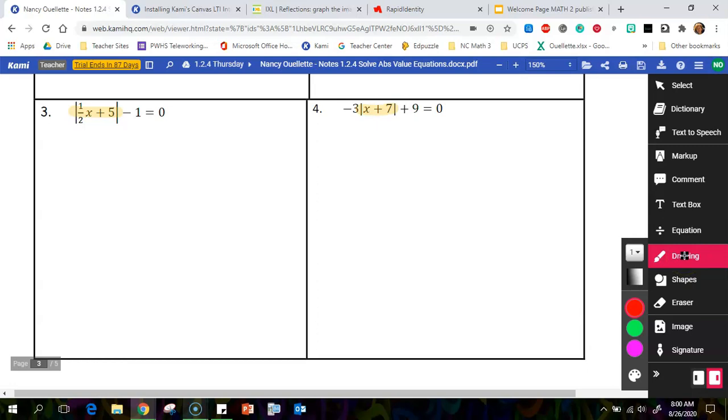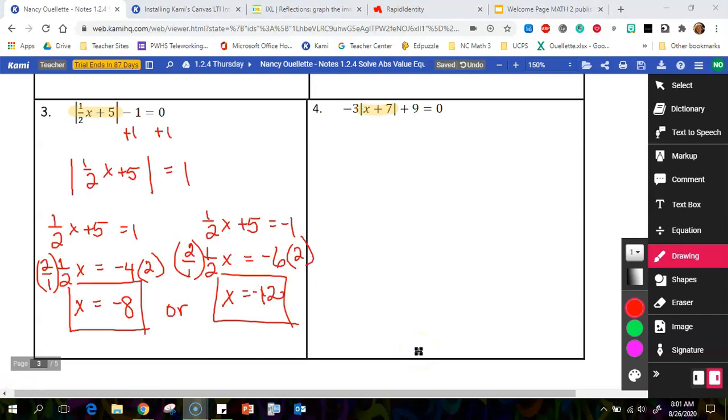Okay, so try the same thing with this one. Try to pause your video and then come back and see if you got it. Okay, so if you paused your video and tried this, you would have isolated this part by adding 1 to both sides, and then set up the 2 different equations. And with the 1/2 x, what you want to do is multiply times 2 over 1. This is the same as x over 2. So multiply times 2 over 1 on both sides, 2 on this side, same thing. And you get x equals -8 or x equals -12.